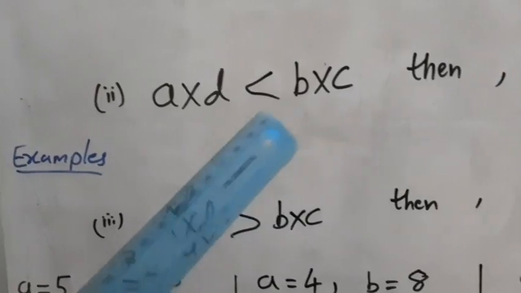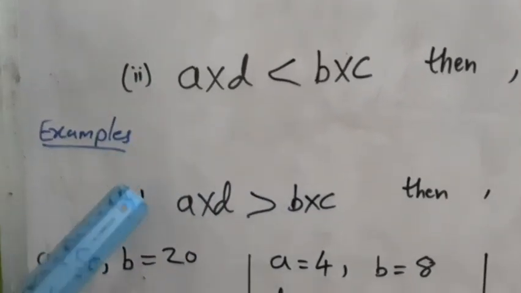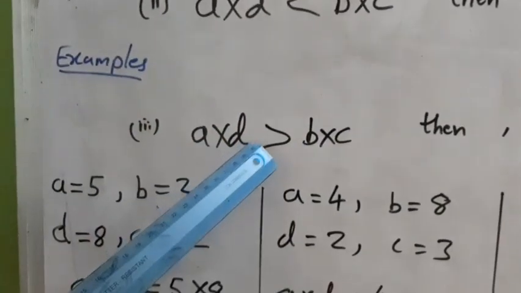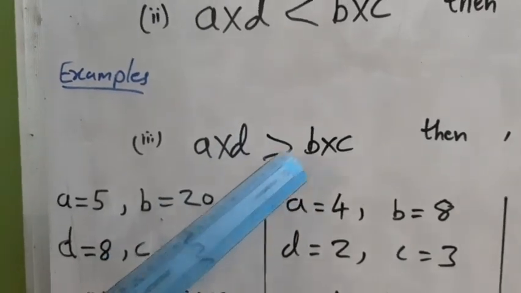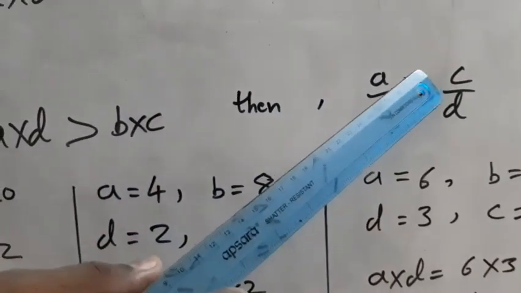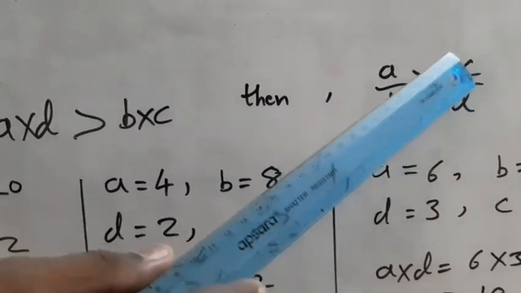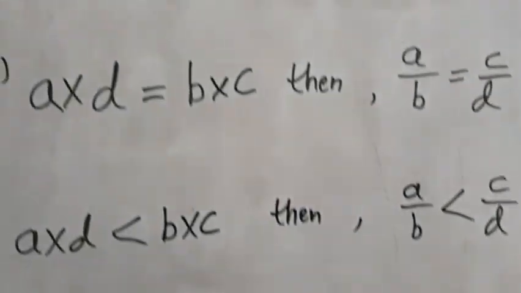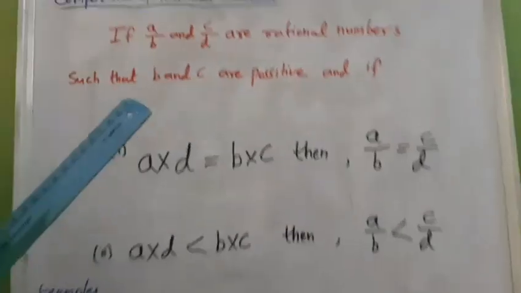One more condition we have, dear children. A into D is greater than B into C. Then you can say A upon B is greater than C upon D. These are the three conditions we have when comparing any two numbers.